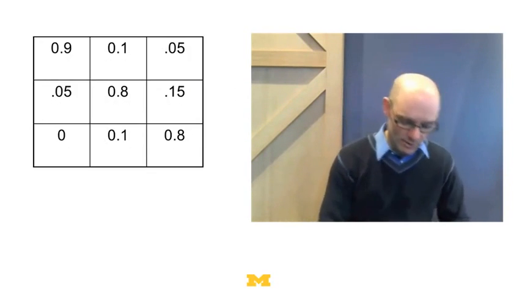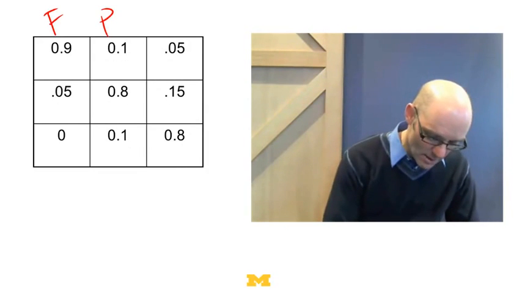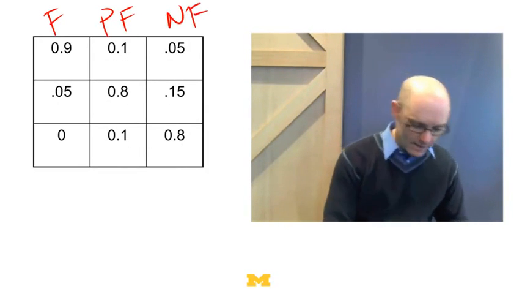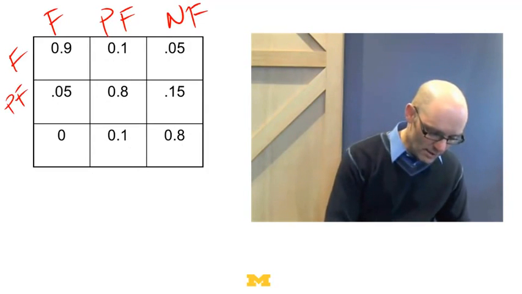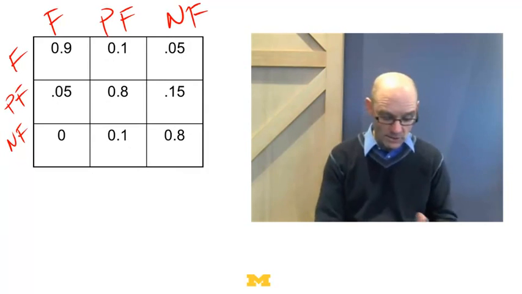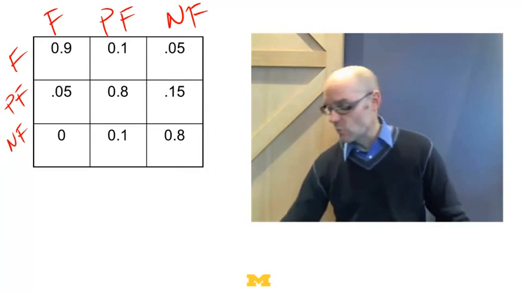The matrix is more useful. So I can put free, partly free, and not free right here, and then I can put free, partly free, and not free here. And now I've just got 3 states. So it looks just like I had before, except instead of a 2 by 2 matrix, I've got a 3 by 3 matrix.